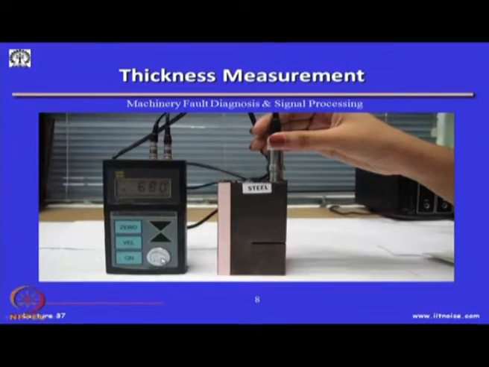So, this is an ultrasonic thickness gauge, which has been calibrated to measure the thickness of steel. In this thickness gauge, we have entered the speed of sound of the ultrasonic wave in steel as 5000 meters per second, and this is measured as 68 millimeter. Okay. So, this can be used to measure the thickness, and this is the principle behind this ultrasonic thickness gauge.